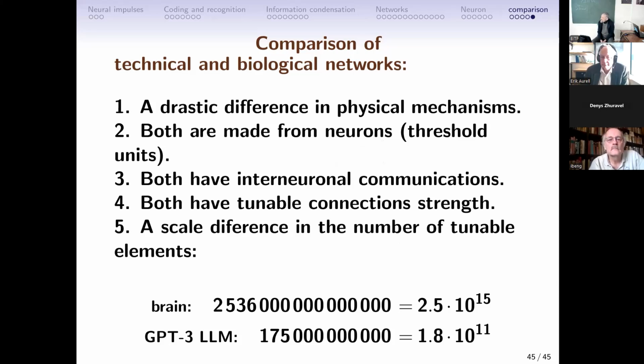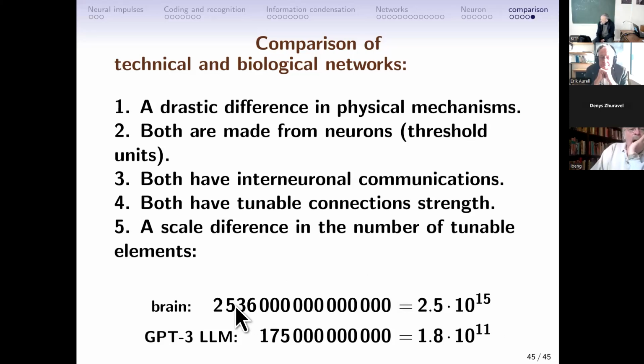I could draw an analogy with a radio receiver. It is known that a radio receiver may be composed of electronic tubes or semiconductor transistors. The physics is rather different, but both are able to receive the broadcasting from the space. But there is one difference which should be noticed. It is a scale difference in the number of tunable elements.